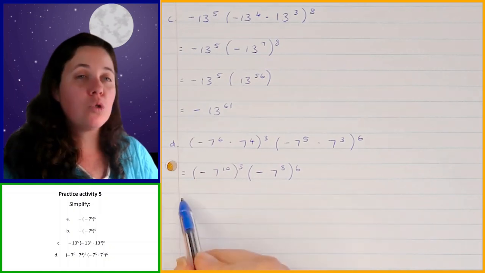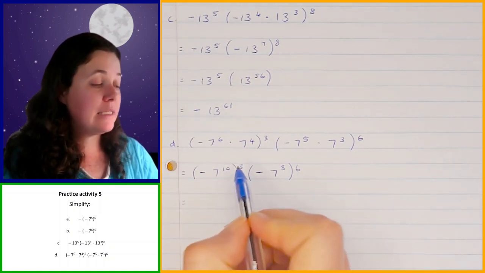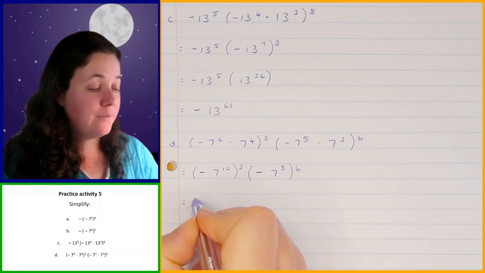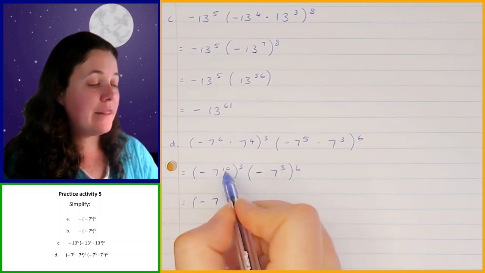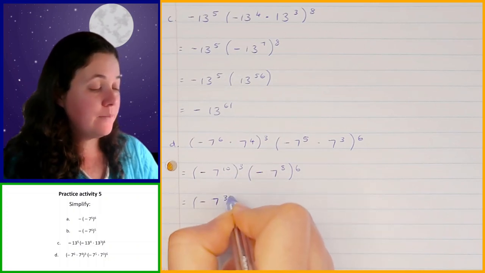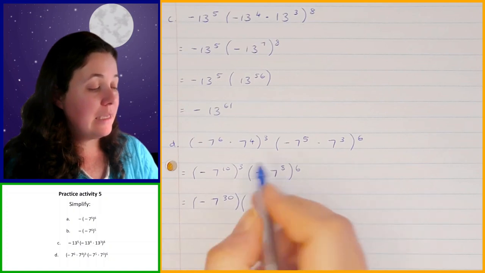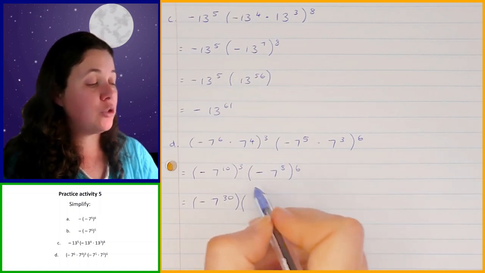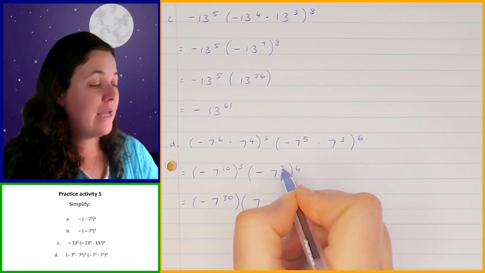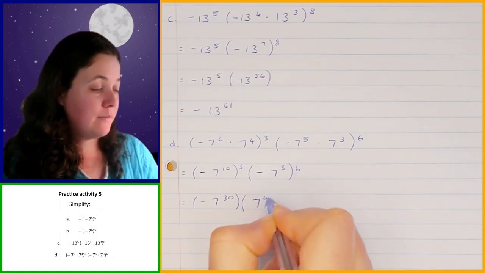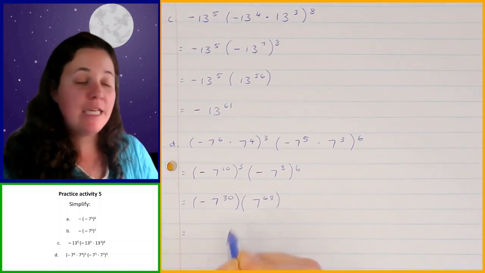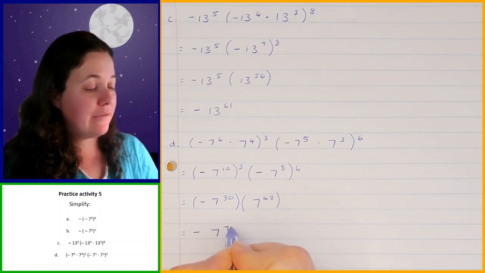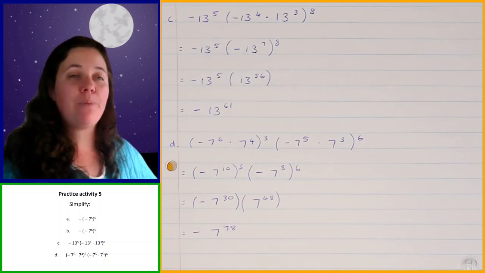Now I can go and sort out my exponents. When I do that, I look and see this is an odd exponent, so it makes that negative stay negative. So it's going to be negative 7 to the power of 10 times 3, which is 30. So I have negative 7 to the power of 30. Then for this one over here, I've got a negative as well, but the exponent outside the brackets is even. That means that this is going to change to positive 7, and then to the power of 8 times 6 is 48. Now I can multiply those together. A negative times a positive is negative. 7 to the power of 30 plus 48 is 78. So for question D, you should have got negative 7 to the power of 78.